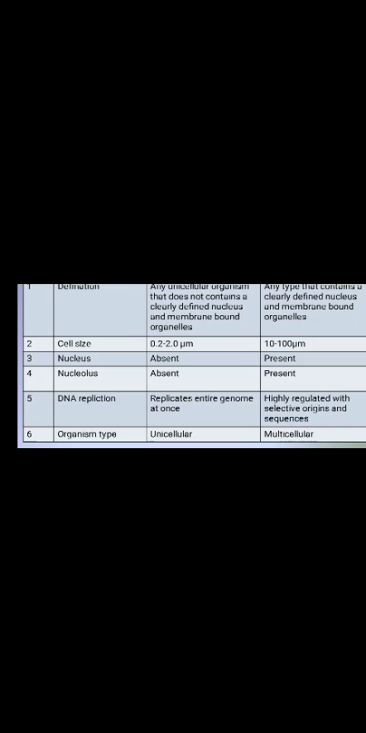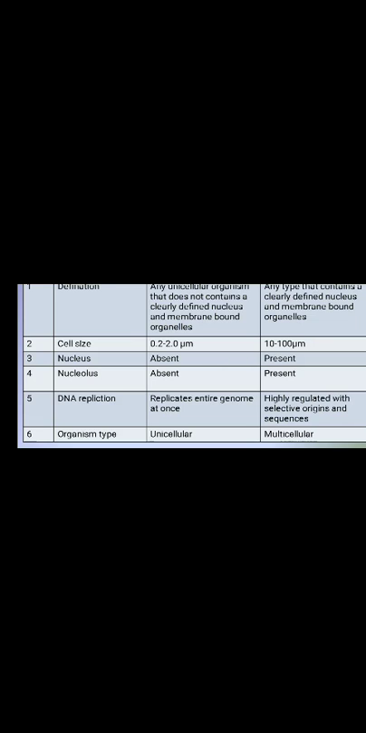Then different types of cell organelles like nucleus. Nucleus in prokaryotic cell, as we have discussed earlier, is absent. But on the other hand, in eukaryotic cell, nucleus is present. Then nucleolus, similar like nucleus, nucleolus is also absent in prokaryotic cell, but it is present in eukaryotic cell. Then the next characteristic is DNA replication. How does the replication process is carried out in this cell? In prokaryotic cell, the entire genome or entire genetic material gets replicated at once.